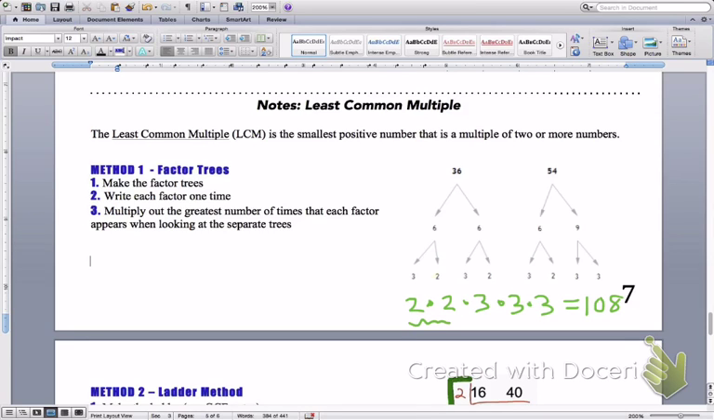Remember, the number of times that I repeat the 2 is the most times that it appeared on the first tree. The number of 3s is the number of times I saw the 3 repeat the most on the second tree. All right, let's go ahead and move on to talk about the other methods, and we'll do some examples.